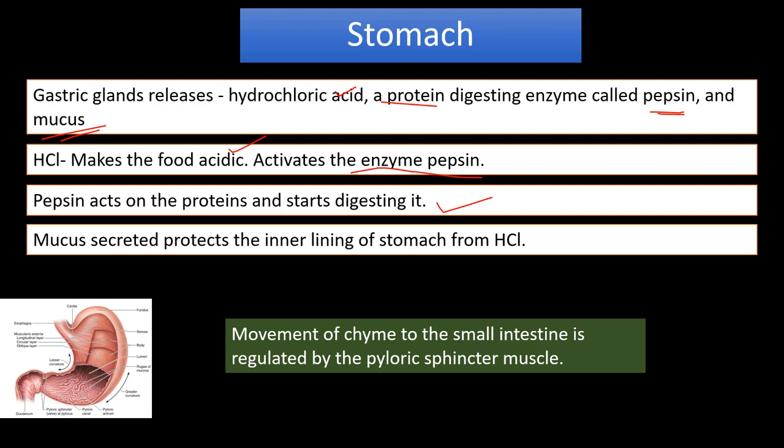Now the movement of food, that is now called chyme. What is chyme? Chyme is basically the partially digested acidic food. Remember, the partially digested acidic food that is present in the stomach and moves to the small intestine is called chyme. Now the movement of the chyme from the stomach is regulated by the pyloric sphincter muscle.